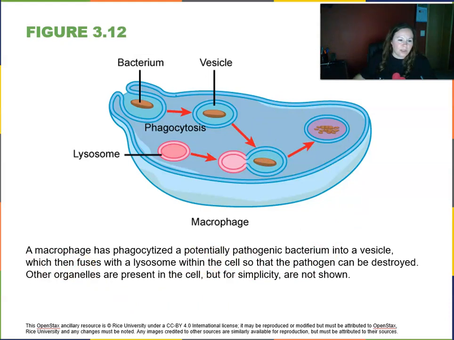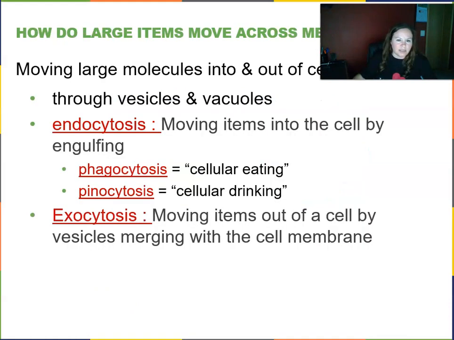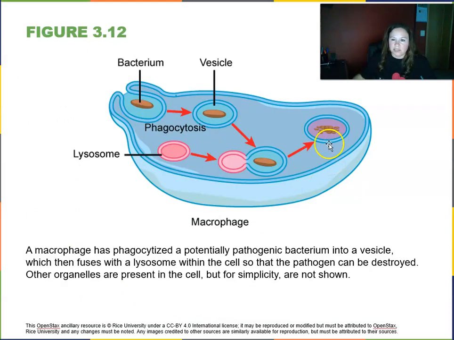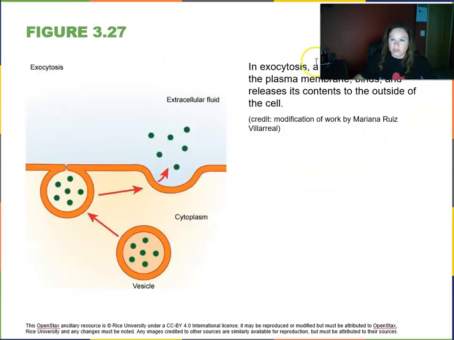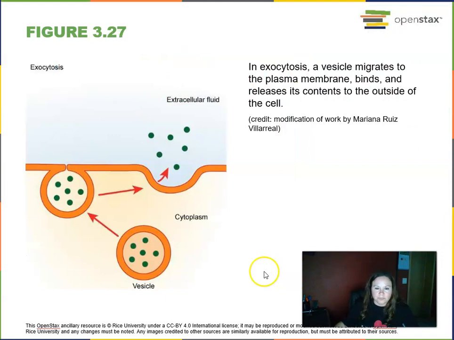Sometimes though, what if you want to get rid of big things out of the cell? Then you're going to need exocytosis. You're going to take your vesicle, like this one right here, and merge it with the actual cell membrane and dump it out. So we probably have some pictures of that here as well. Here we go. Let's use this last picture.